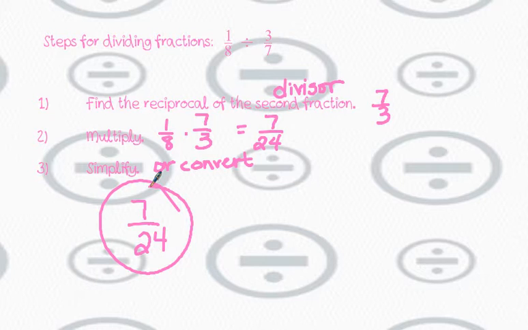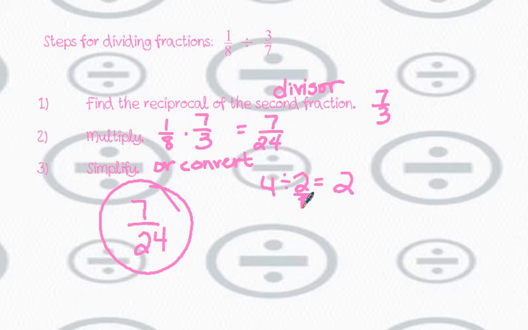So here's why this works. So let's look back at the example of 4 divided by 2. 4 divided by 2 gave us 2. Well, if you look at this, this is actually 4 divided by 2 over 1.